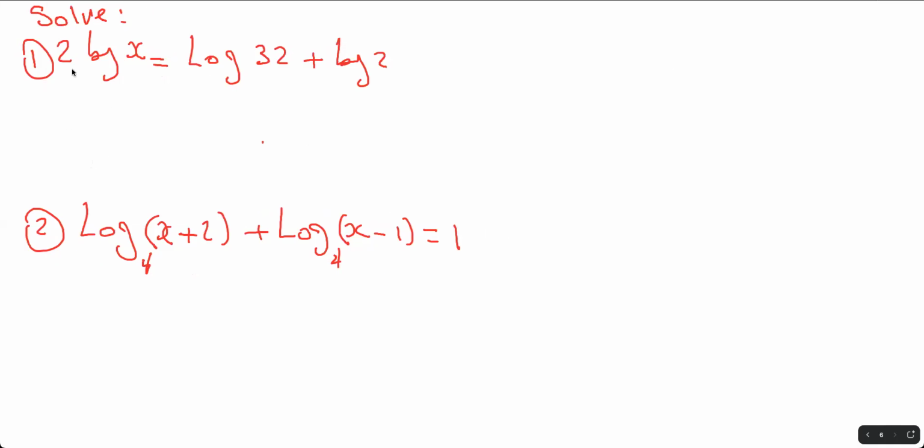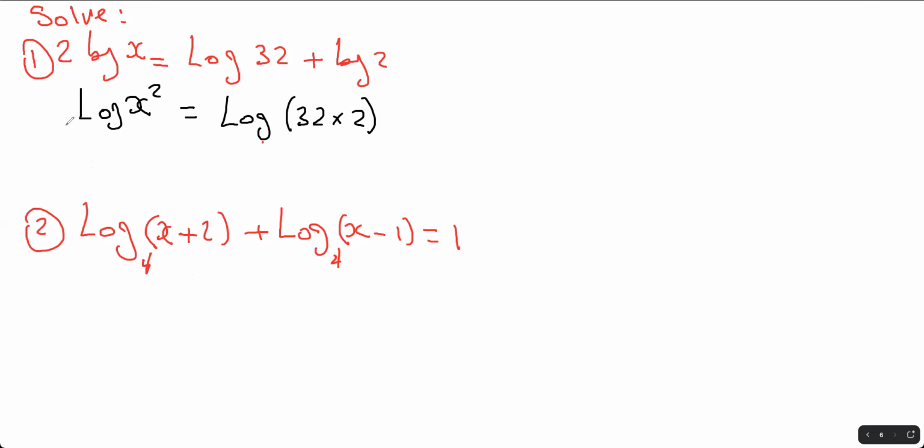So now we're solving the logs, okay? What I need to do here, I need to raise the 2 on top of the x using the power rule. So this becomes log x squared. At the same time, I'm gonna change this because it's addition, I'm gonna change it to multiplication. So 32 times 2.